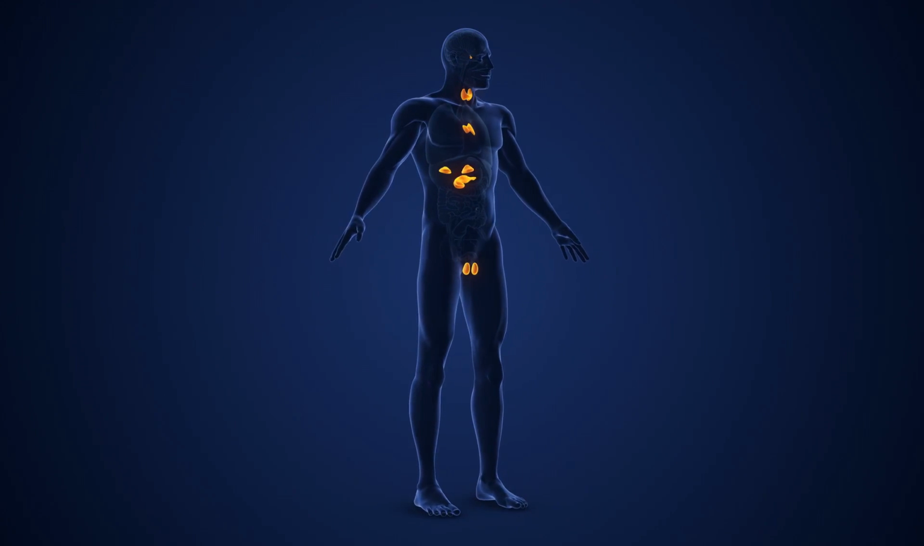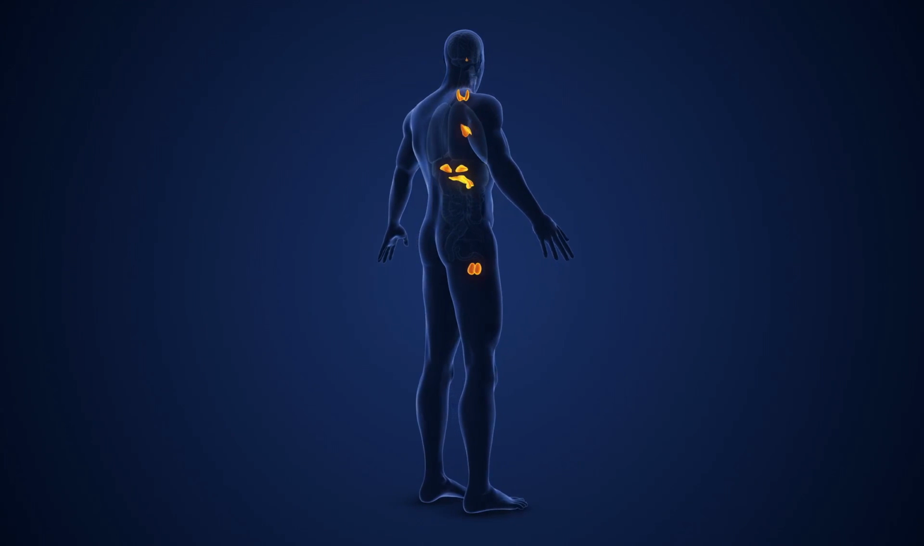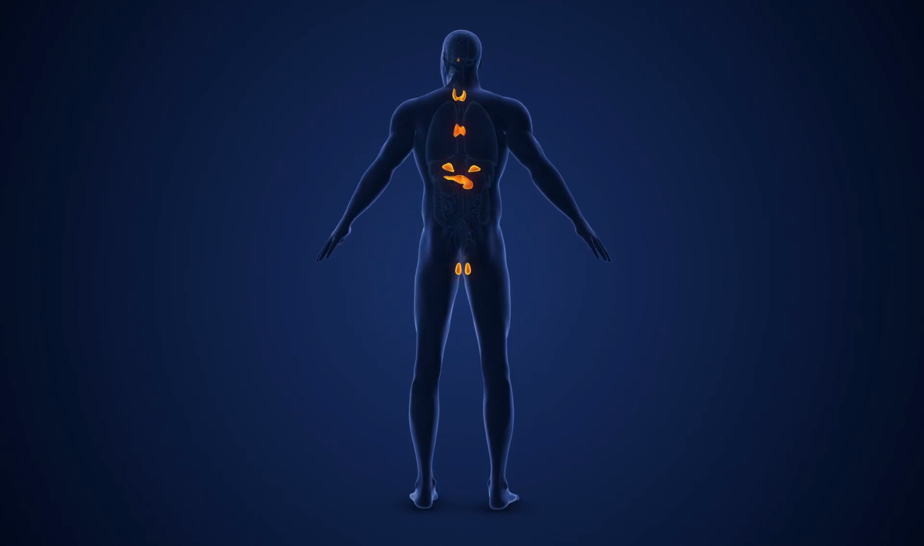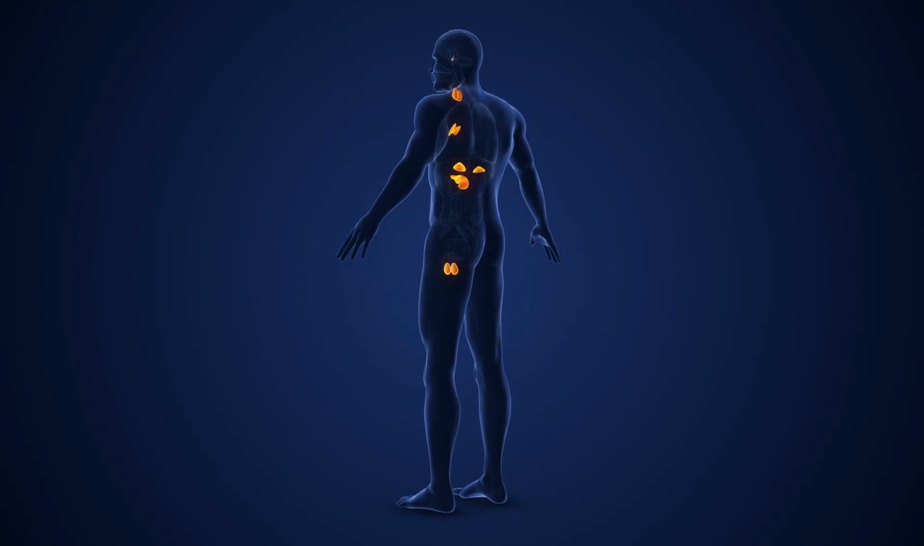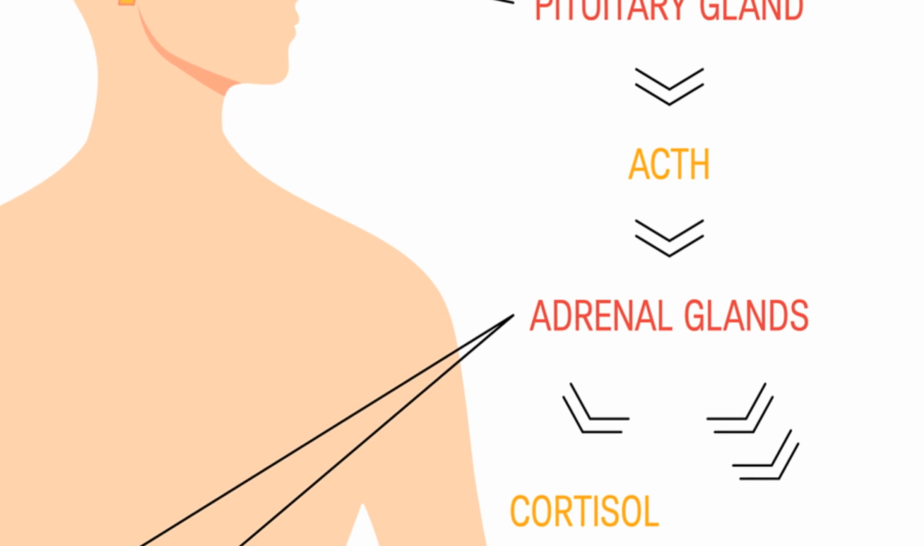What is the endocrine system? The endocrine or hormonal system. The endocrine system is the body's chemical messenger system, composed of glands and organs that secrete hormones directly into the bloodstream. What are the functions of the endocrine system?